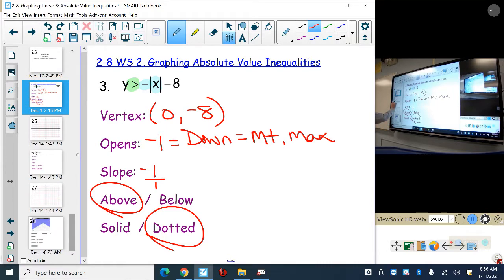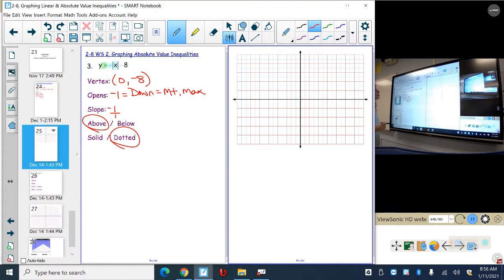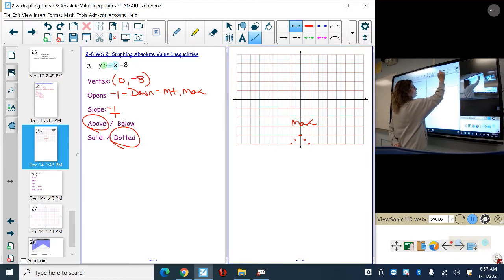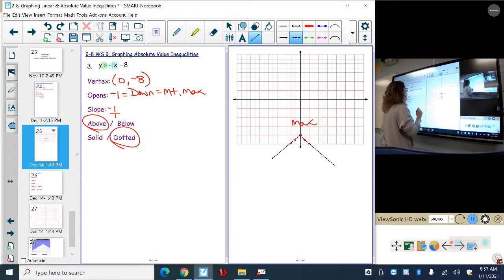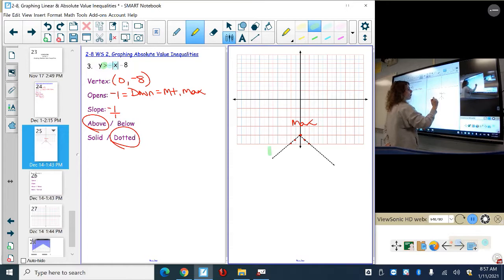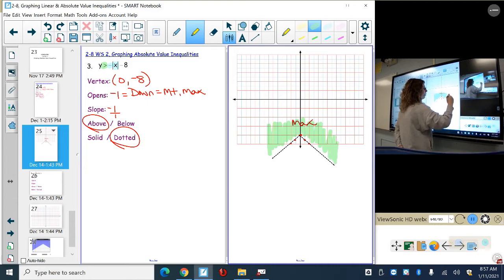So let's go ahead here and graph what we know. So what we know is we're starting at 0, -8, 2, 4, 6, 8. And we know that this thing is a maximum. So from there, I'm going to go down 1 unit and to the right 1, down 1 unit to the left 1, down 1 unit to the right 1, down 1 unit to the left 1. And that is going to be a dotted line. Okay? And then I'm going to shade above every one of those points. So that means I want the outside of the mountain, not the inside of the mountain. And this is done.